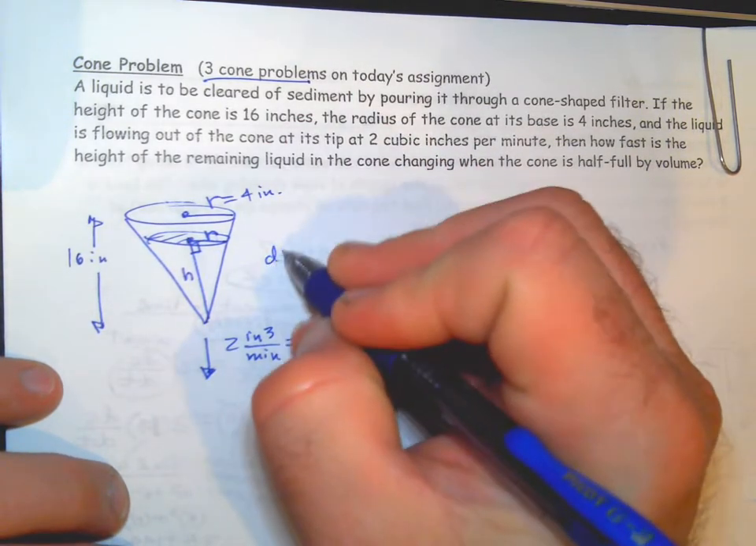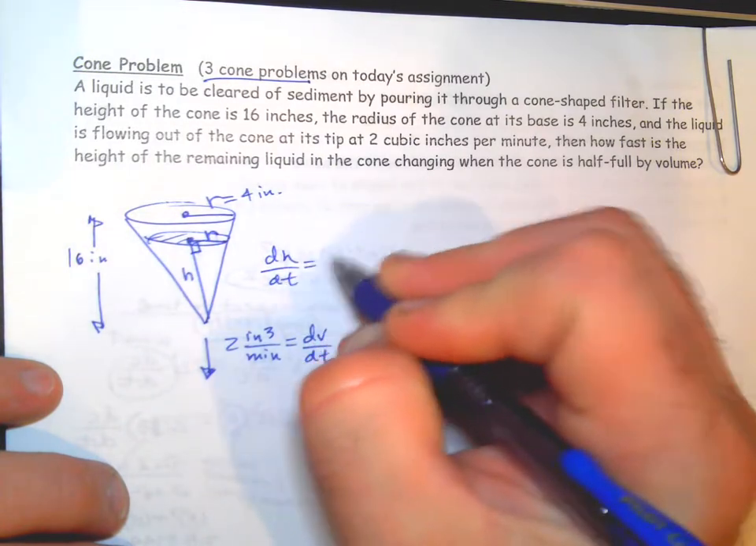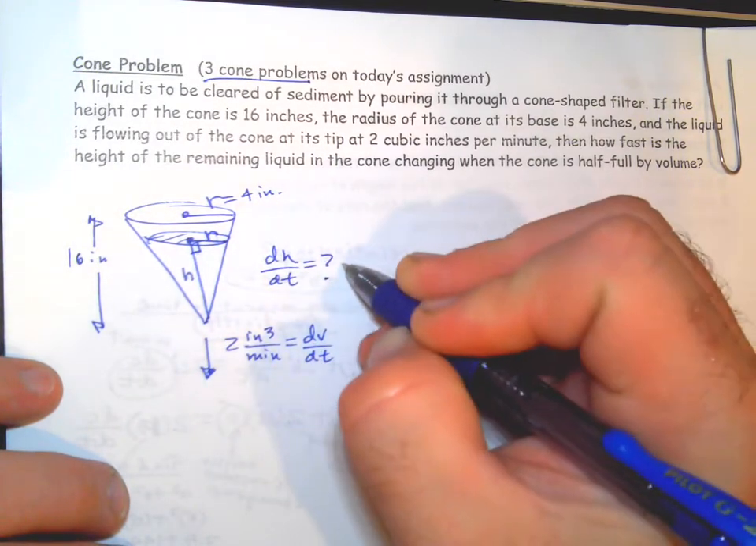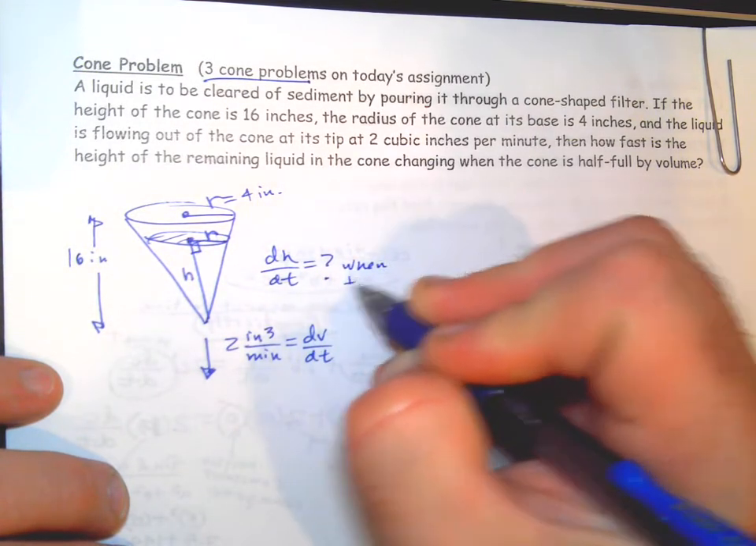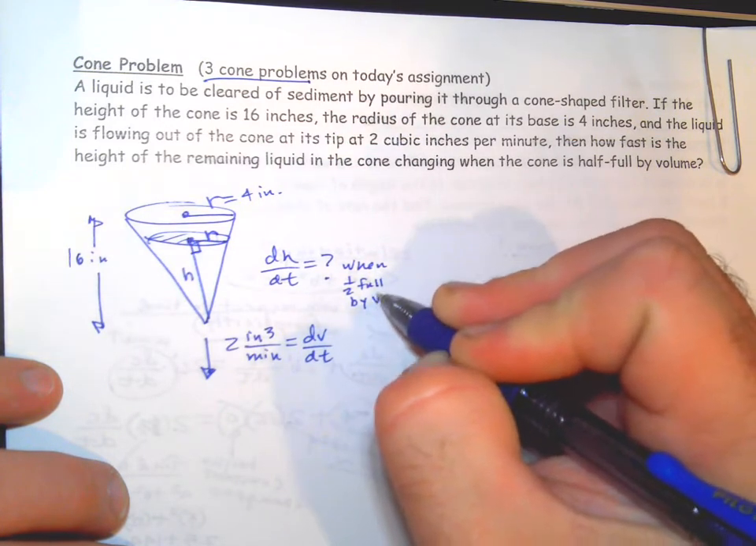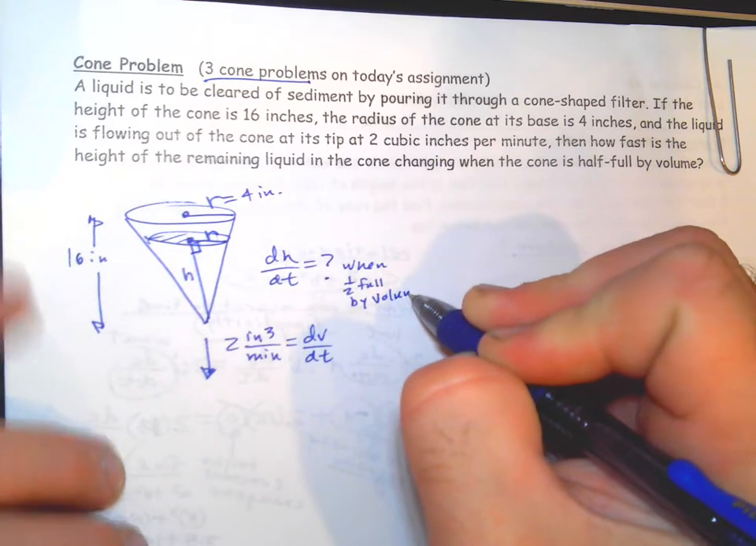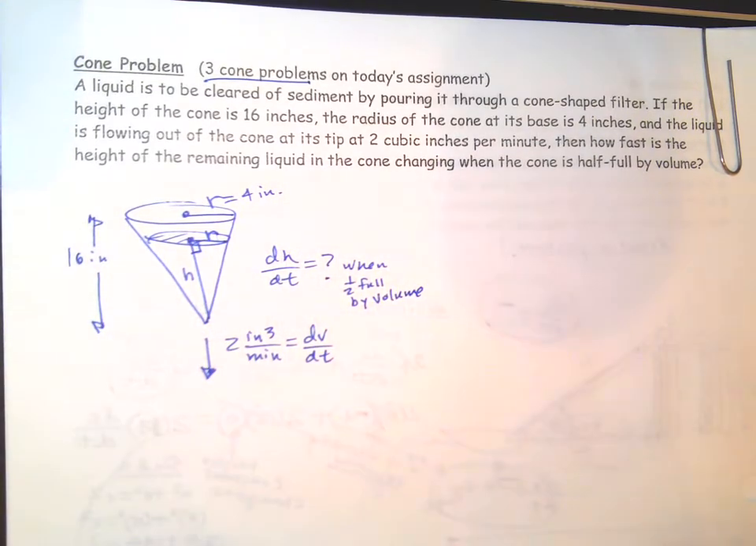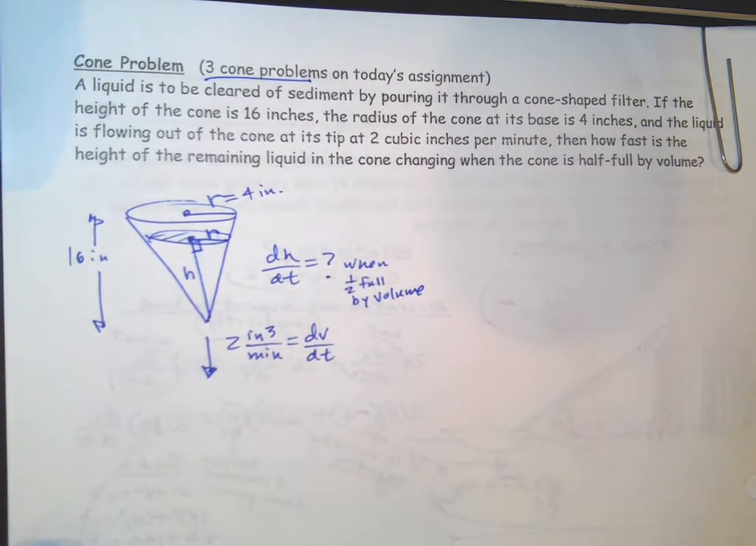So we're looking for dH/dt when it is half full by volume, not half full by height. Half full by height would be a lot easier. That'd be at 8 inches height, but half full by volume. So that kind of summarizes the problem right there.